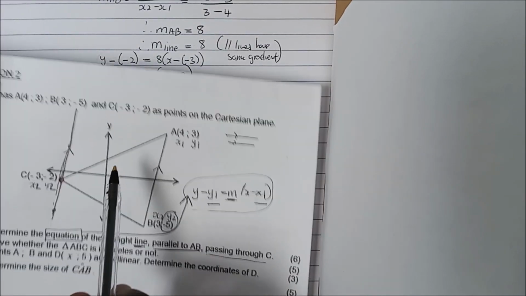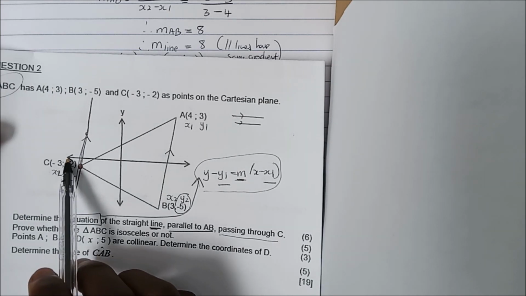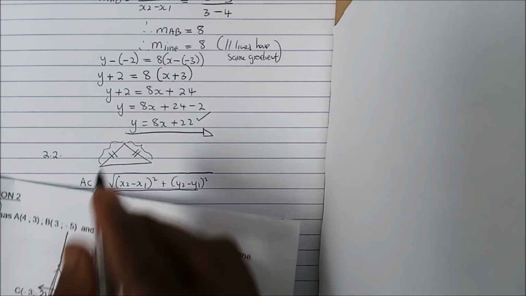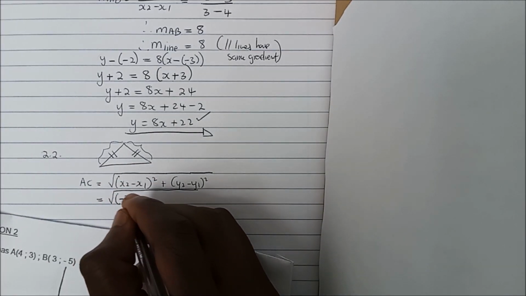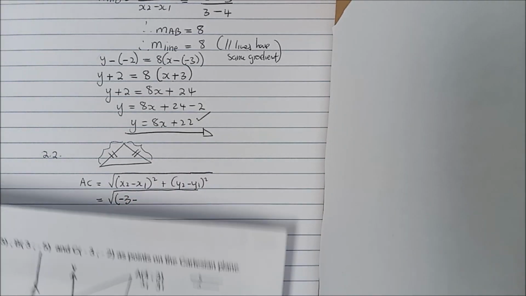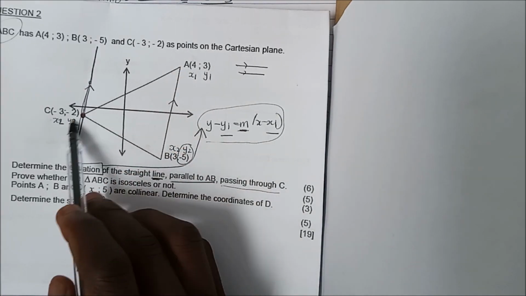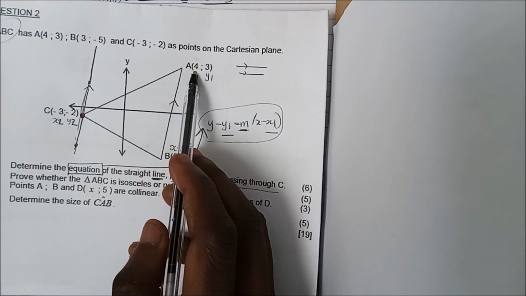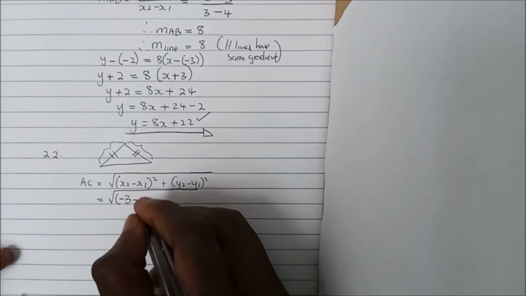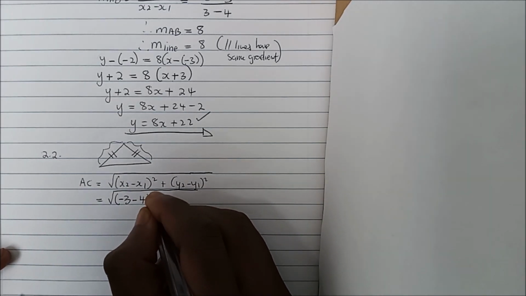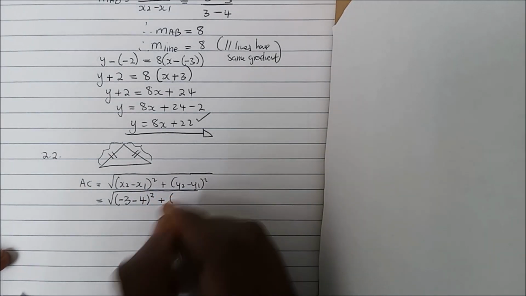What's going to be our x2? We go to the sketch. Our x2 is going to be -3. So we will have -3 for x2 minus our x1. Remember we're focusing on AC. Our x1 is going to be 4. Simple. So we have 4, all squared. Don't forget that squared, guys.